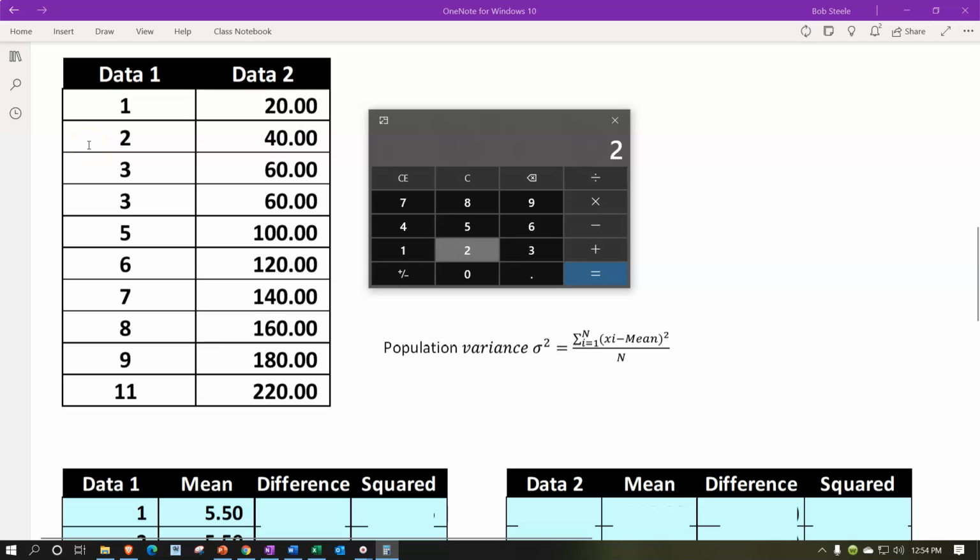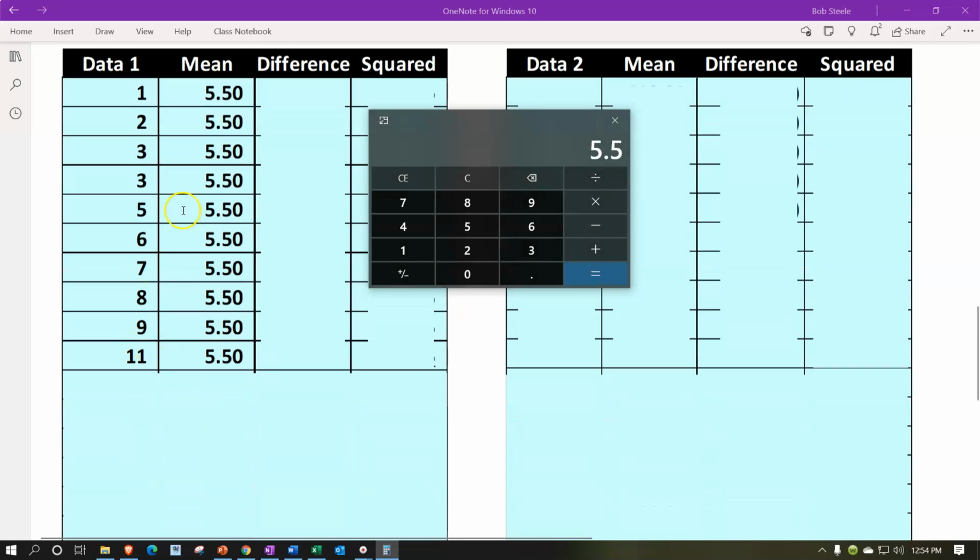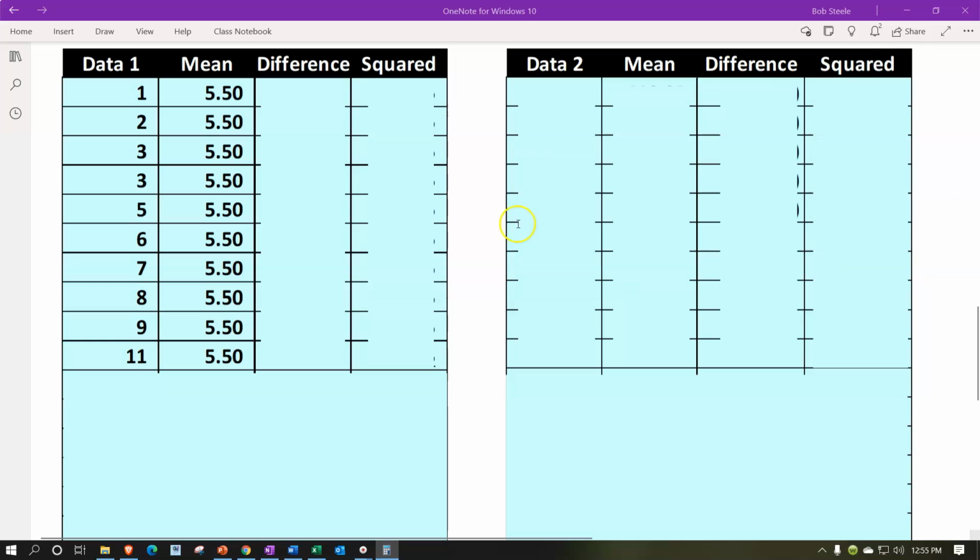it's going to be 1 plus 2 plus 3 plus 3 plus 5 plus 6 plus 7 plus 8 plus 9 plus 11, and divide that by, I think there's 10, right? 1, 2, 3, 4, 5, 6, 7, 8, 9, 10, divided by 10. The mean or average is 5.5. So we're going to take our data set and subtract the mean, 5.5.